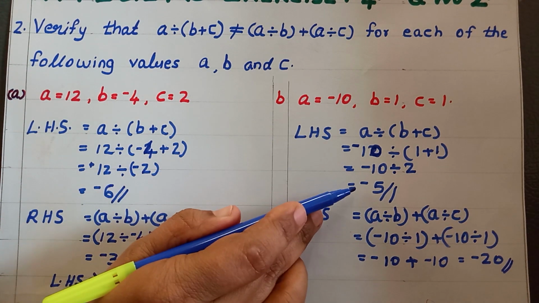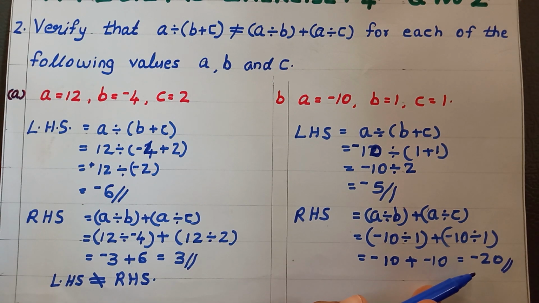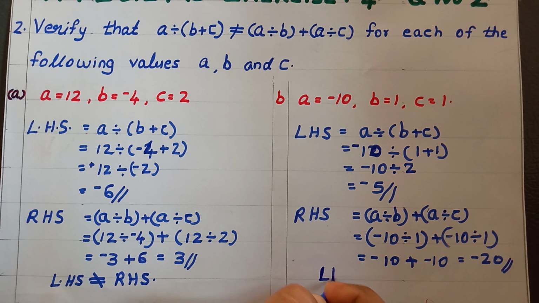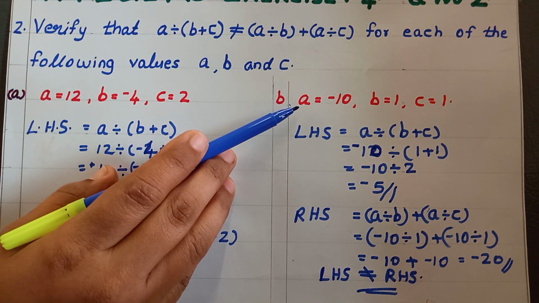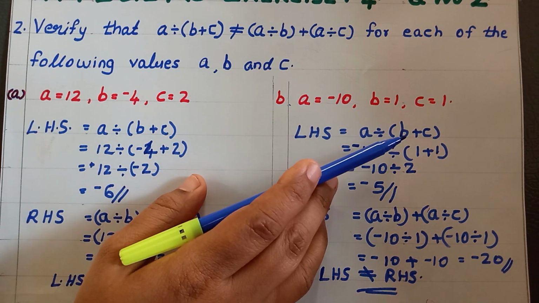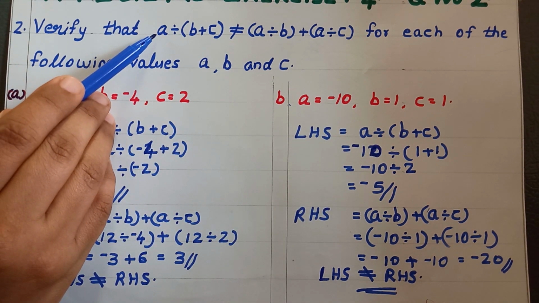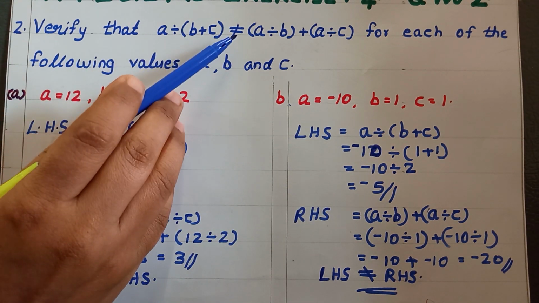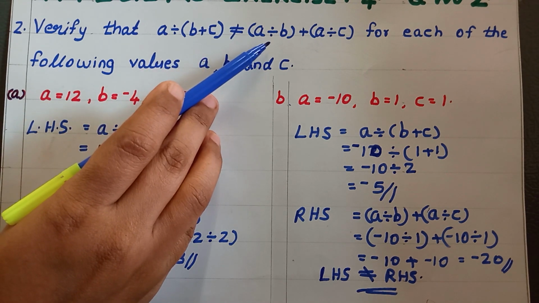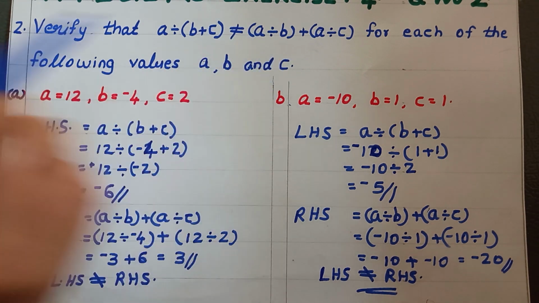Here LHS is minus 5, RHS is minus 20. Definitely we can say that LHS is not equal to RHS. That means for the given values a, b and c, we can say that a divided by (b plus c) is not equal to a divided by b plus a divided by c.